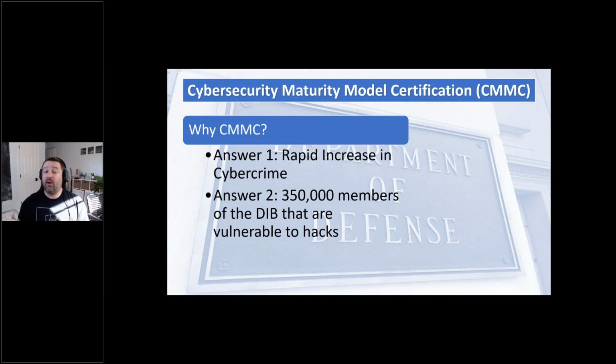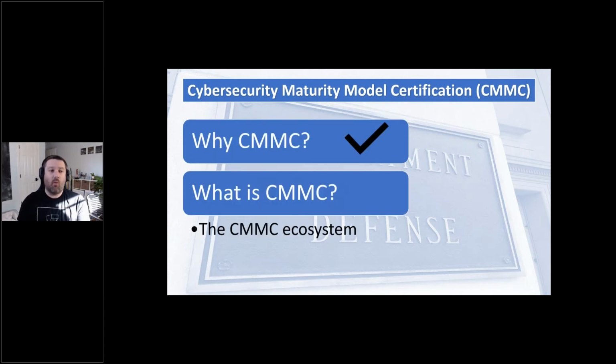Here's the simple answer. There is a ton of cybercrime out there, and the defense industrial base is ginormous. I know it's a very important word, ginormous. 350,000 members plus subcontractors that are vulnerable to hacks, each of them potentially having federal contract information, controlled unclassified information, information that could help our enemies produce something better or faster than we can. So now we know why CMMC. Let's talk a little bit about what is CMMC.